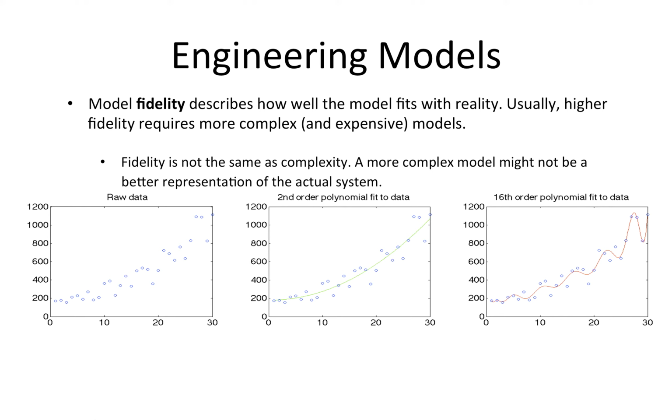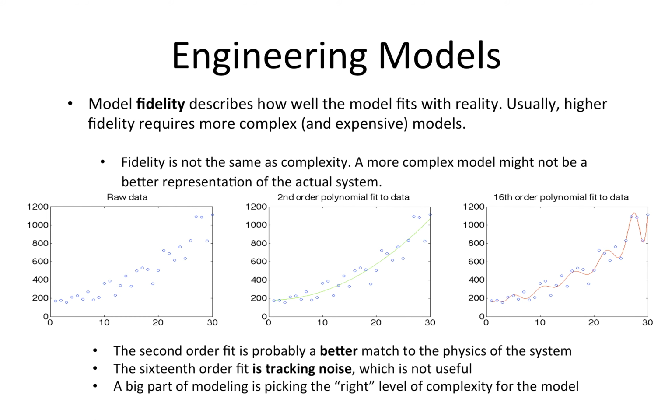Does that make the 16th order polynomial fit a better fit to the data? Well, it really depends on the physics, but I would say in general, looking at that data, no. I would say the second order fit is probably a better match to the physics of the system, and the 16th order fit is probably tracking noise, which is not useful to us. A big part of modeling is picking the right level of complexity for the model.